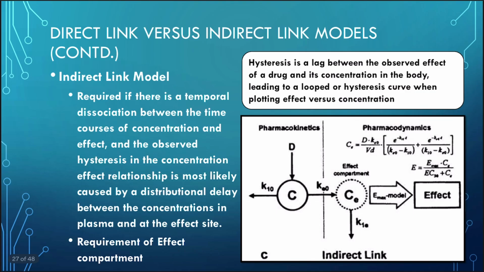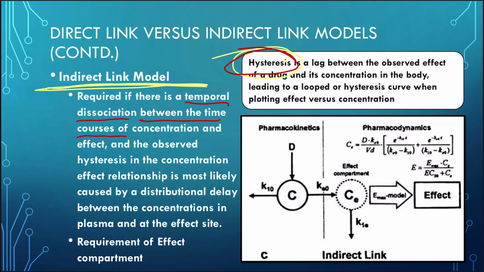Next, coming to the indirect link model. The indirect link model comes into play whenever we are having hysteresis. So if we have hysteresis, in that case we will have to use the indirect link model. This model is required only when there is a temporal dissociation between the time course of the concentration and the effect, that is, the maximum concentration and the maximum effect are not matching each other.